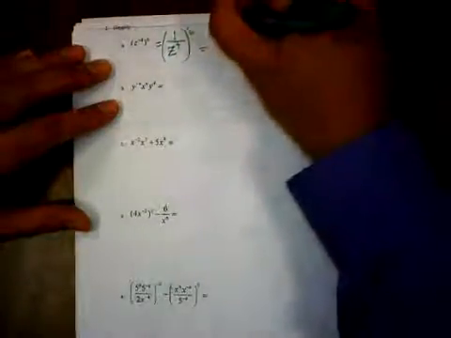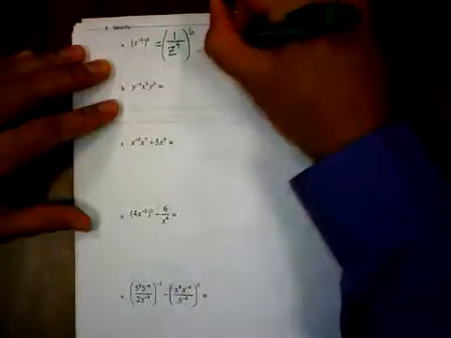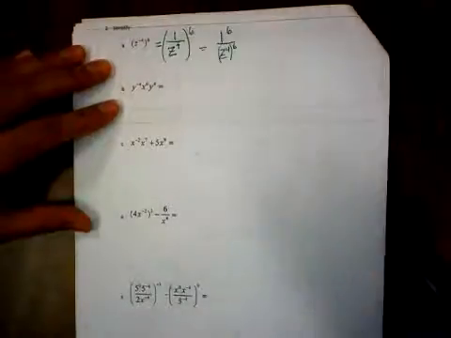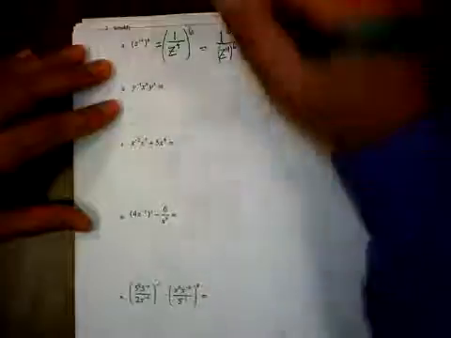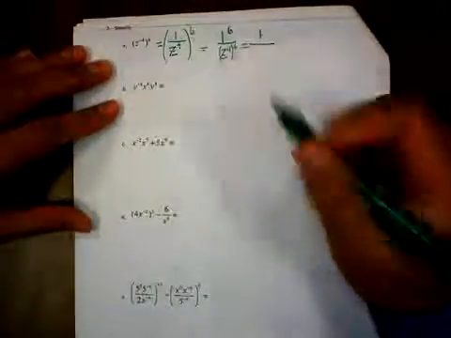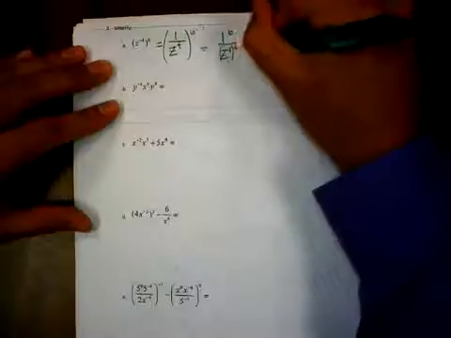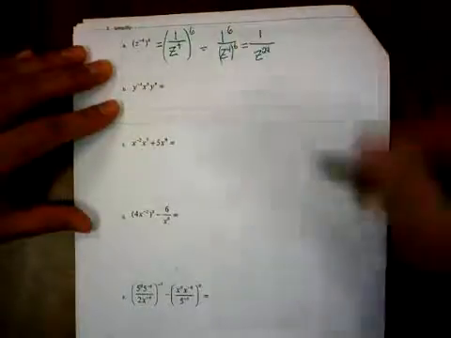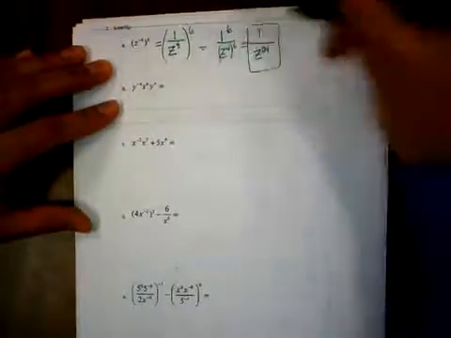So this becomes 1 to the 6th over z to the 4th to the 6th. And 1 to the 6th is just 1. And z to the 4th, all raised to the 6th, is z to the 24th. So that is your solution.